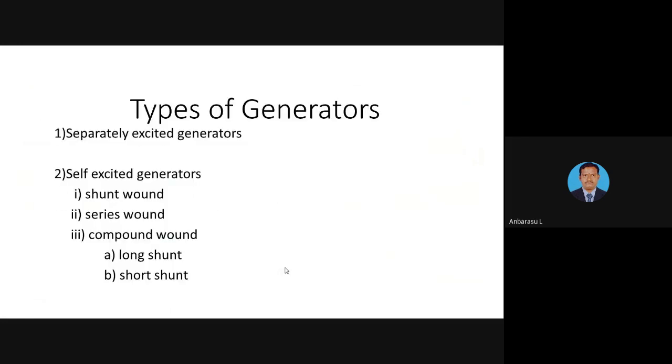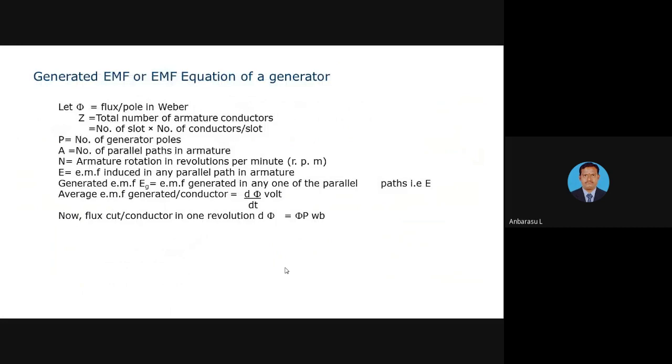Next we discuss the EMF equation of a DC generator. Before going for the derivation of the EMF equation, we define some constant parameters. Let phi be the flux per pole in Weber, Z the total number of armature conductors, which is the number of slots multiplied by conductors per slot. P is the number of poles, A the number of parallel paths, N the armature rotation in revolutions per minute, and E the induced EMF in any parallel path.